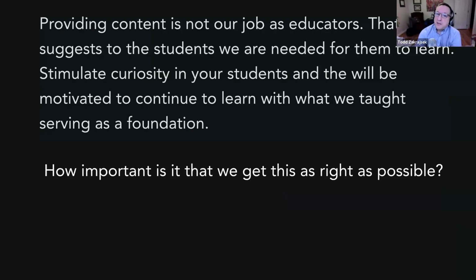Providing content used to be our job. That suggests the students are in need. They need us to learn. We used to provide content, and they would wait to hear what the content was, but they needed us for learning. We don't want that.